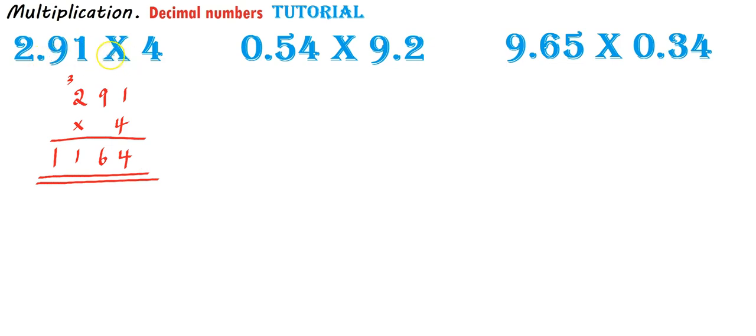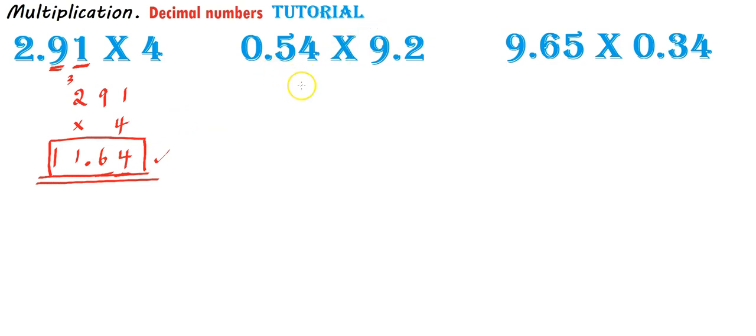And now I look at the original question and I count how many decimal places there were. Well, there's none there, but there's 1 there, and there's 1 there, so that's 2. So I just go, that's 1, that's 2, so the decimal point goes there. This is the final answer, 11.64.